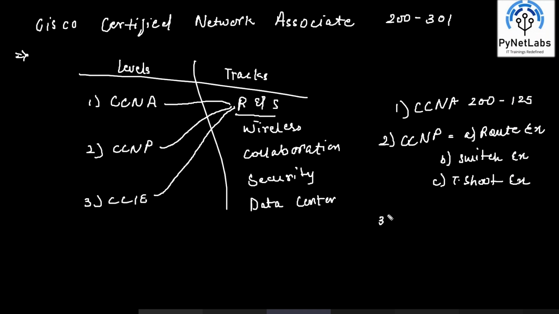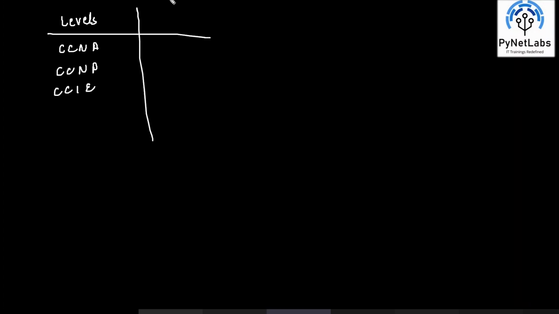After that, if we talk about CCIE, there used to be a written exam, and after that, a lab exam was there. Now, after 2020, there were some changes made by Cisco. Let's understand what the changes were. So we still have these three levels, which are CCNA, CCNP, and CCIE. And we still have the tracks.